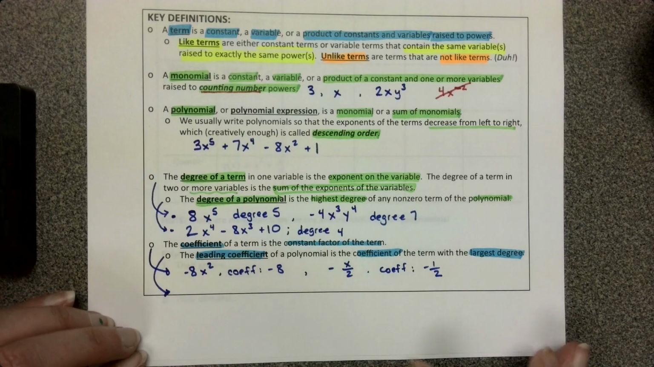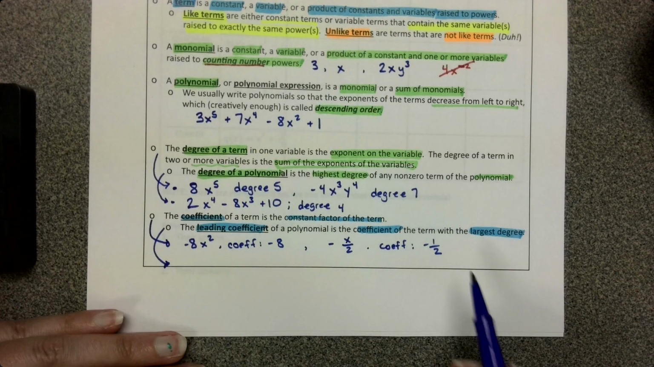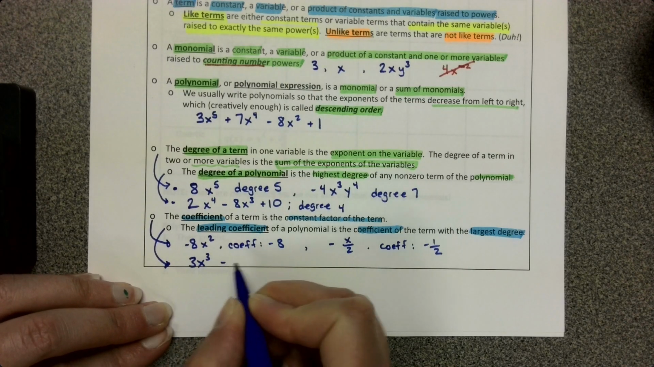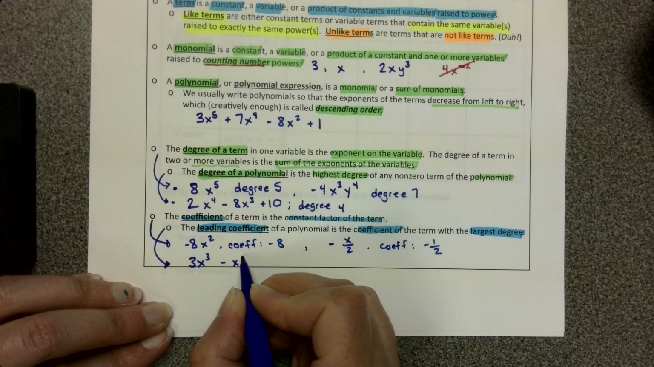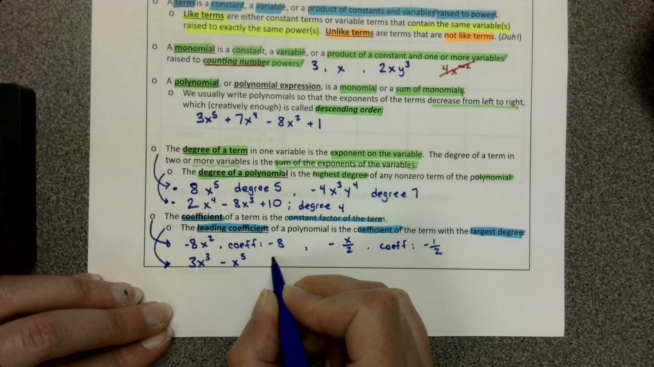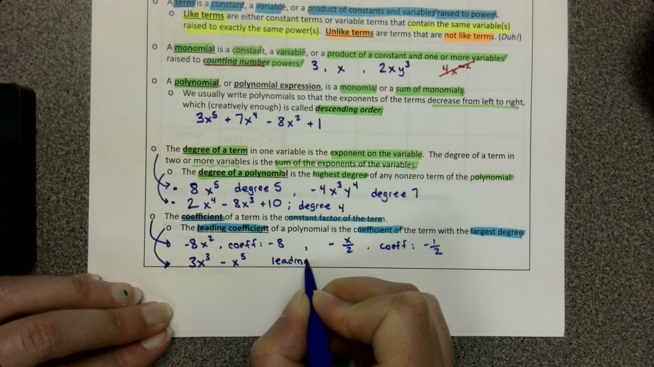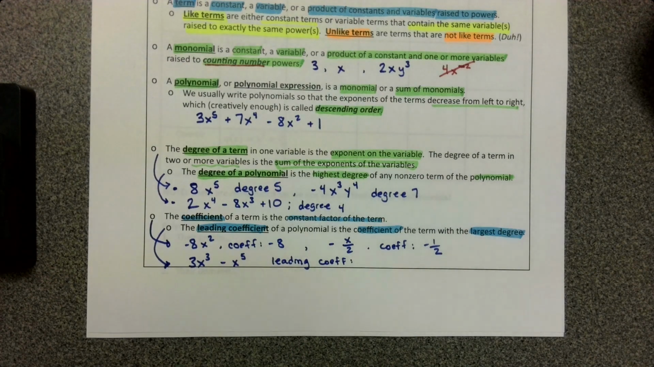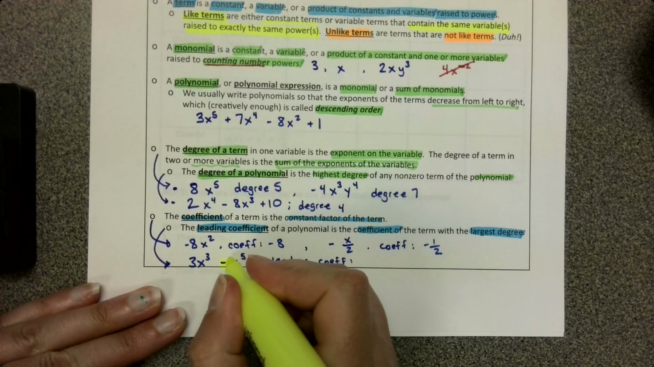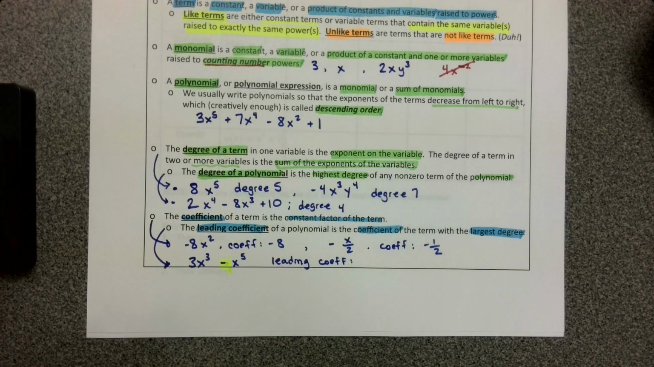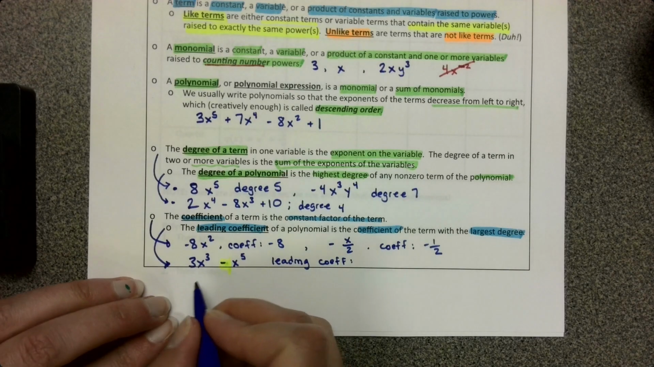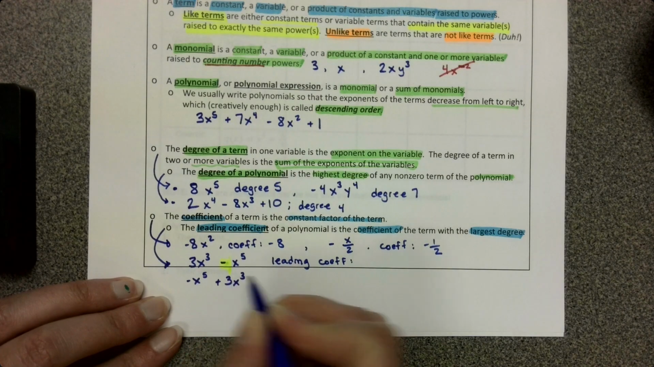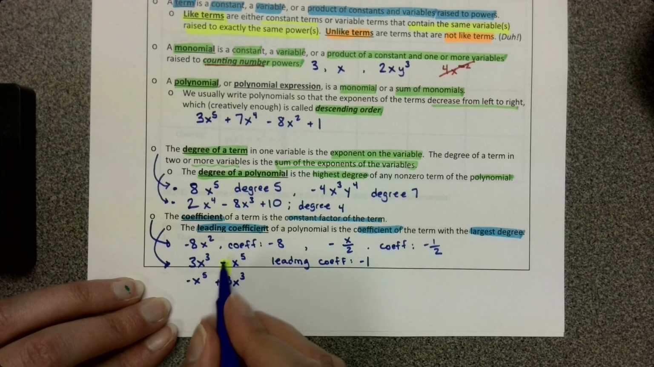If I have a couple of terms, so I've got a polynomial, not just a monomial, for example, 3x to the 3rd minus x to the 5th, the leading coefficient in this case would be the coefficient of the term with highest degree. And so in this case, it's that negative 1 on the x to the 5th term. It's not in descending order, so I could rewrite this as negative x to the 5th plus 3x to the 3rd, and the leading coefficient is still that negative 1.